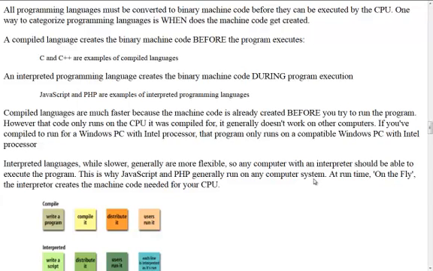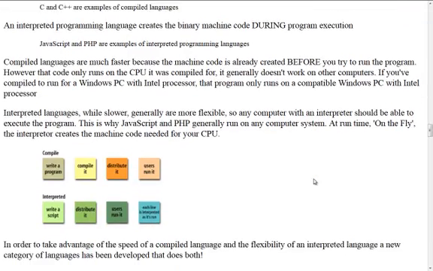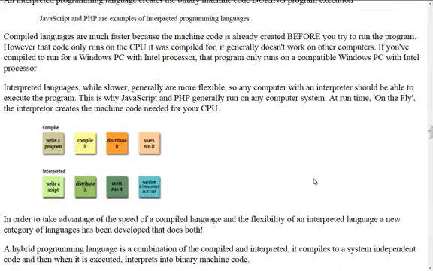Compiled languages are much faster because the machine code is already created before you try to run the program. However, that code only runs on the CPU it was compiled for. It generally doesn't work on other computers. If you've compiled to run for a Windows PC with an Intel compatible processor, the program only runs on a compatible Windows PC with an Intel compatible processor.